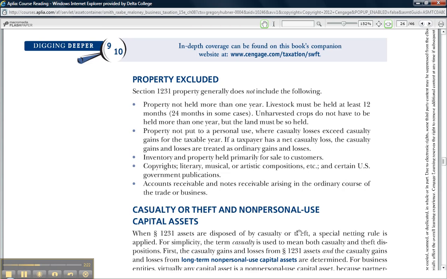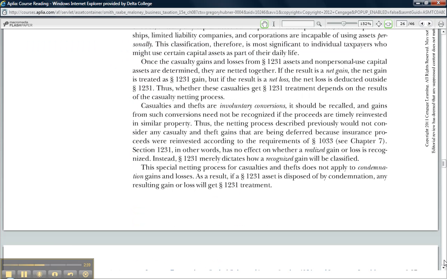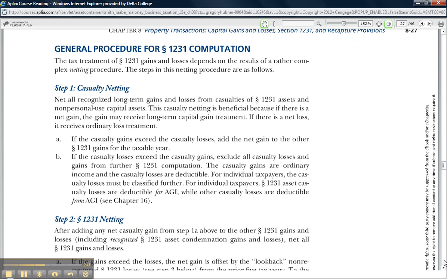This discussion of casualty or theft and non-personal use capital assets, I want you to try and tune that out in going through these examples that are coming up, because the examples are important, but this aspect of those examples is pretty rare and not that important. So try and keep that separate in your head.